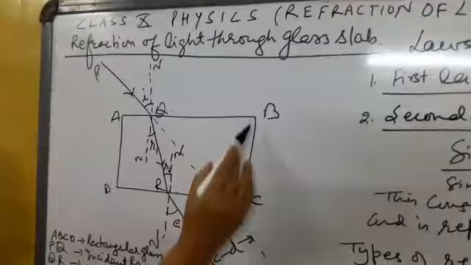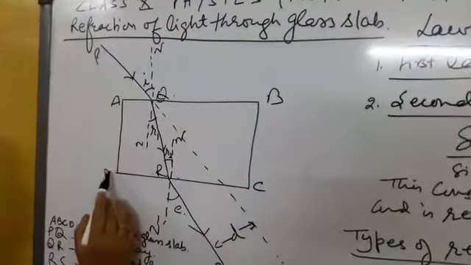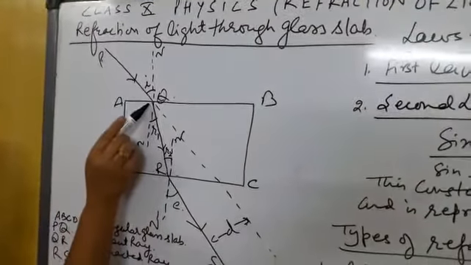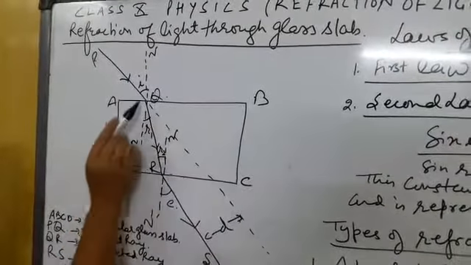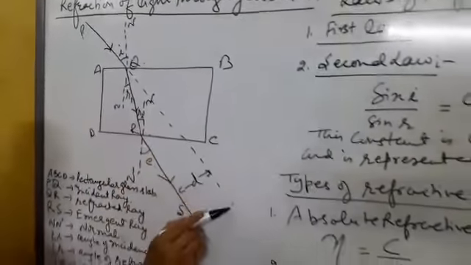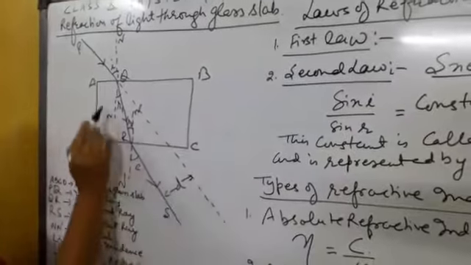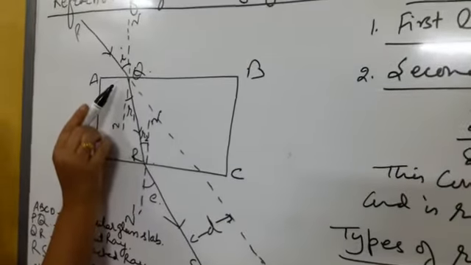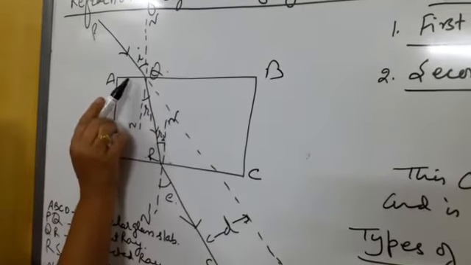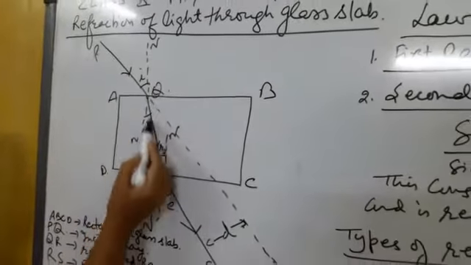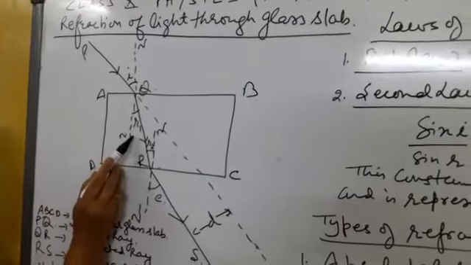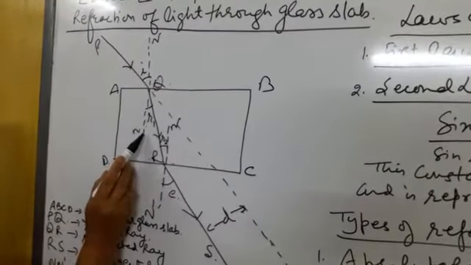Today we will do refraction of light through a glass slab. All of you have seen a rectangular glass slab, an incident ray falling on it. If there is no glass slab, it would have gone straight like this. But because there is a glass slab present on the path of the incident ray, it will bend towards the normal, because glass is an optically denser medium.